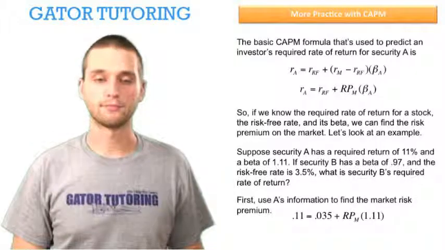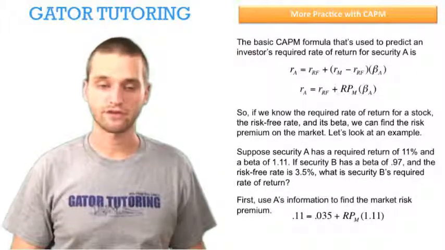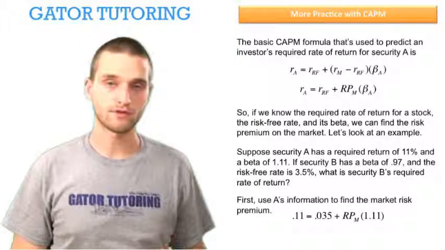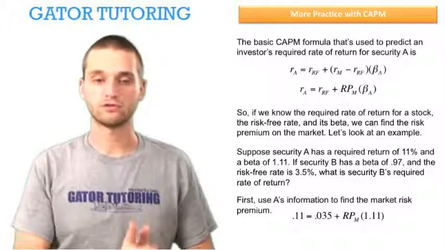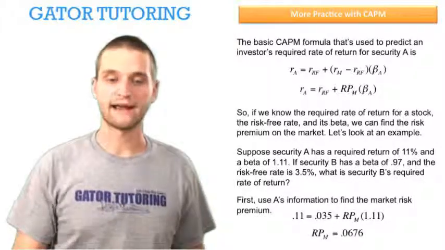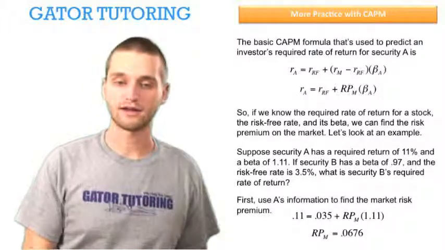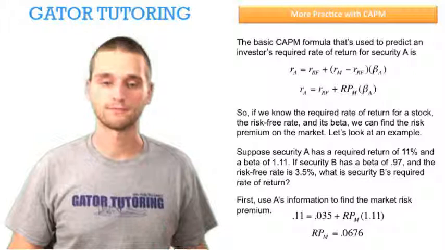Using the CAPM formula, we're told that security A has a required rate of return of 11%, the risk-free rate is 3.5%, and we don't know the risk premium on the market yet, but we do know that security A has a beta of 1.11. We can just back out the risk premium on the market and we find that it's 0.0676, or 6.76%.